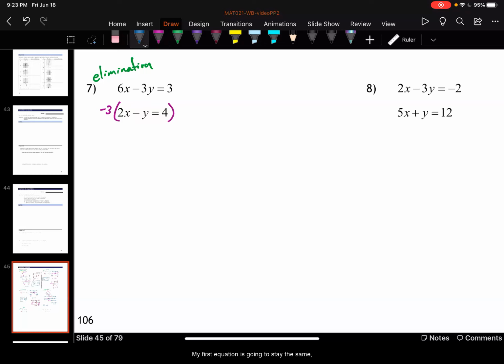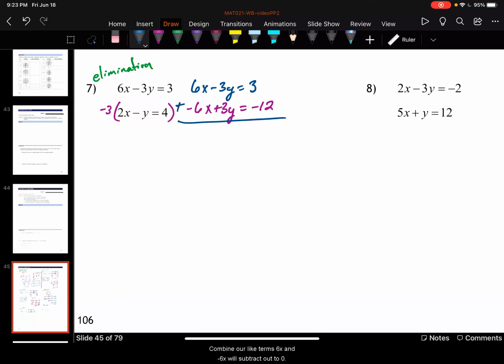My first equation is going to stay the same: 6x minus 3y equals 3. My second equation will become negative 6x plus 3y equals negative 12. Combine our like terms, 6x and negative 6x. We'll subtract out, I have 0. Negative 3y plus 3y will also subtract out, and I'll have 0, equals 3 and negative 12 would be negative 9.